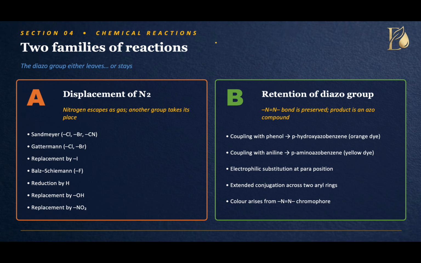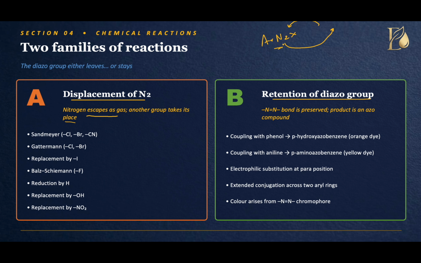Now we come to one of the most important parts, chemical reactions of diazonium salts. Broadly, these reactions are divided into two categories. First is displacement of N2, second is retention of diazo group. We know the general formula of diazonium ions is ArN2X. In the first case, displacement of N2, nitrogen escapes as gas and another group takes its place. So what is happening here? N2 escapes as a gas and another group comes and takes its place and forms a new compound.